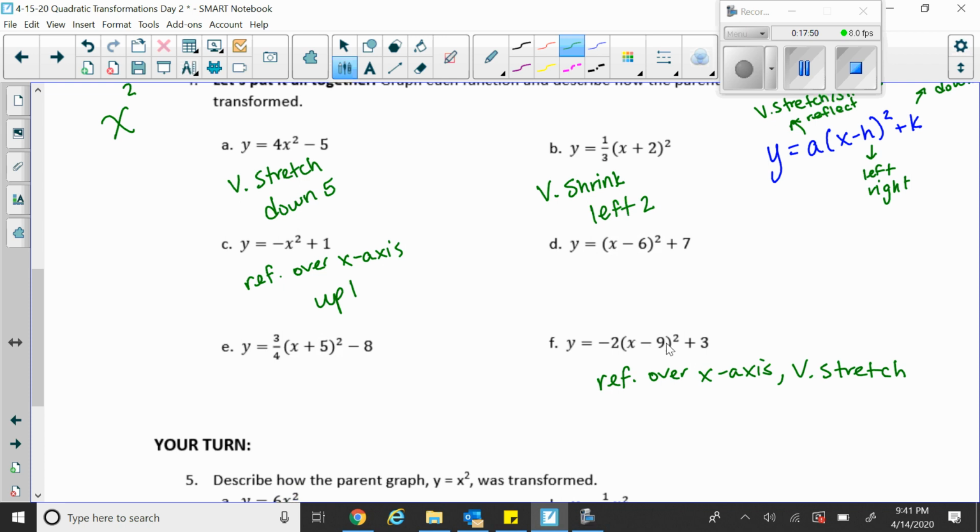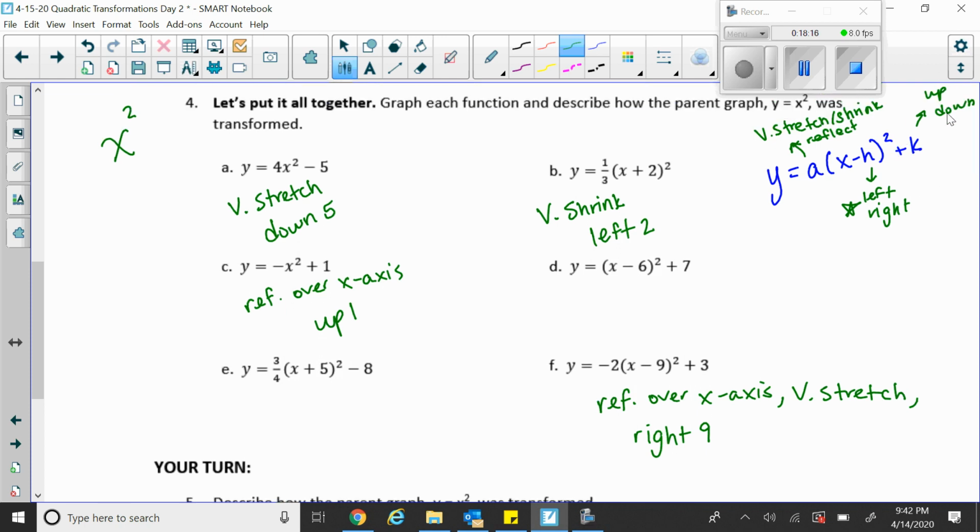Now let's look at -9. That's inside the parentheses, so it has to be an H value. So that's left or right. -9, remember it tricks. It's a big trickster, so put a star there. Okay, -9 is actually going to move it right 9 units. And then lastly, we have a +3 on the end, so that would be your K value. Remember, K moves it up or down, so if it's +3, that means it moves it up 3.